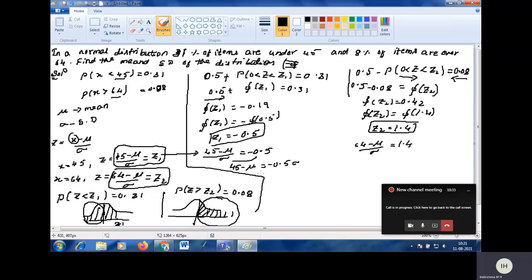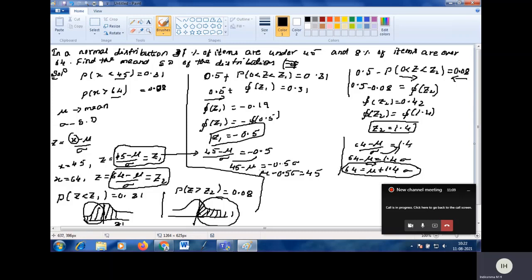We can write this in equation form by taking minus mu to the RHS. It becomes plus mu. So this is as it is, mu minus 0.5 sigma is equal to 45. I got one equation with mu and sigma. Come to this one. It becomes 64 minus mu is equal to 1.4 into sigma. Take minus mu to RHS: 64 is equal to mu plus 1.4 sigma. Now I got two equations with the two unknowns mu and sigma.